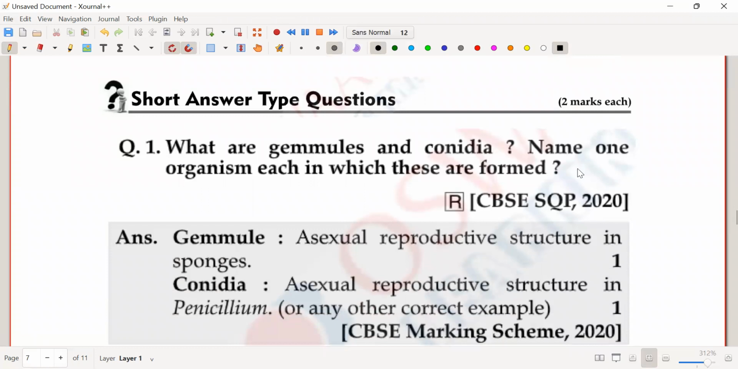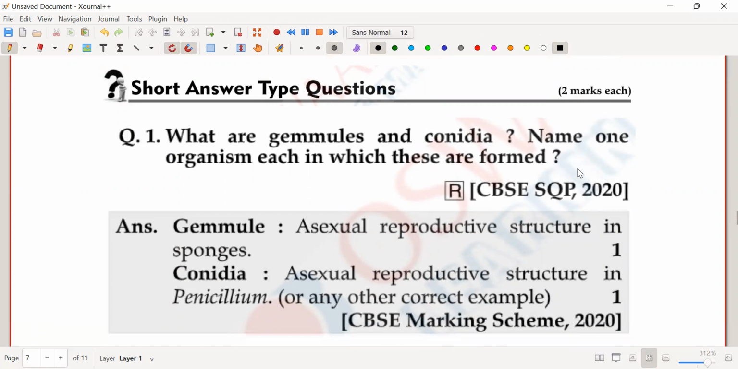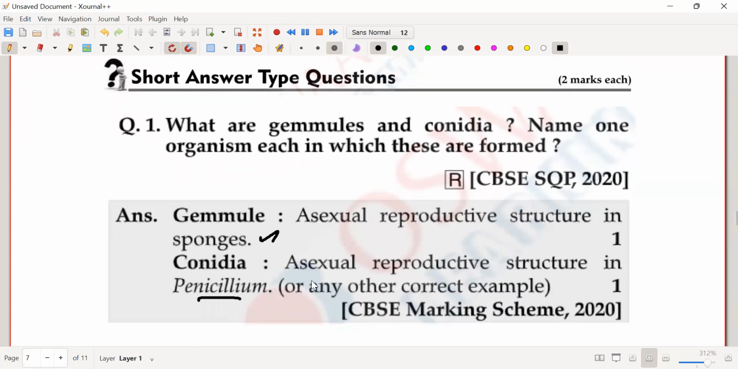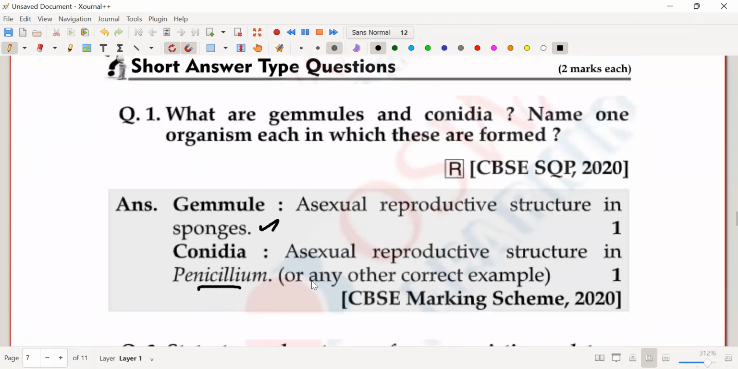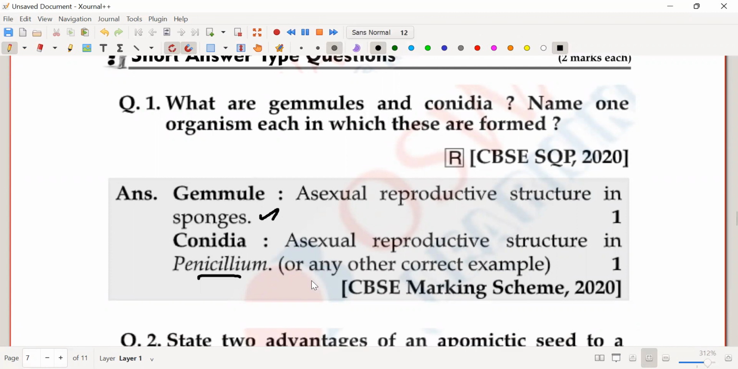Okay, short answer type questions. First one: what are gemmules and conidia? Name one organism in which these are formed. Gemmule is an asexual reproductive structure in sponges. Conidia is an asexual reproductive structure in Penicillium.